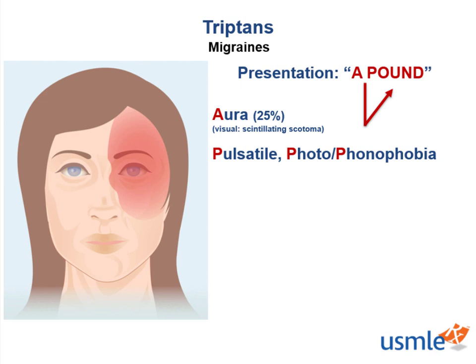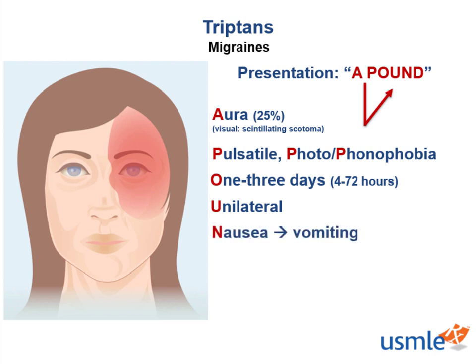Now, let's continue this mnemonic. The O stands for 1 to 3 days in duration, as migraines typically last between 4 to 72 hours. The U stands for unilateral, as migraines classically affect one side of the head, as captured by the image here. However, you should know that migraines can be bilateral, but are classically unilateral, especially in board questions.